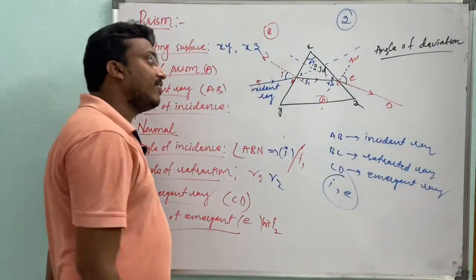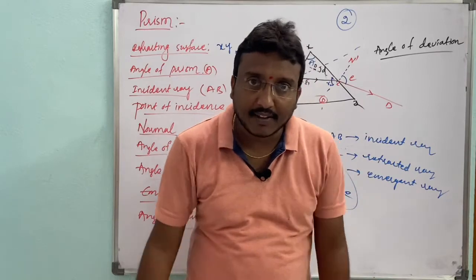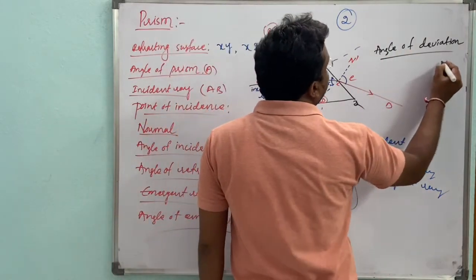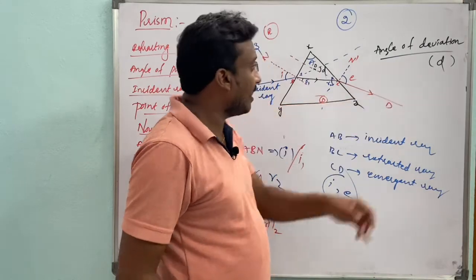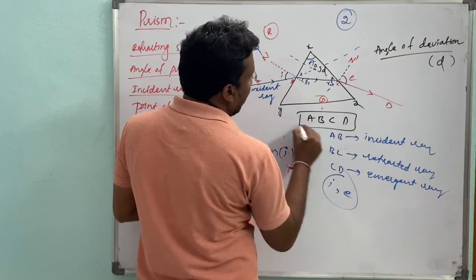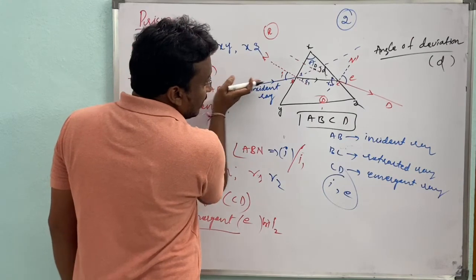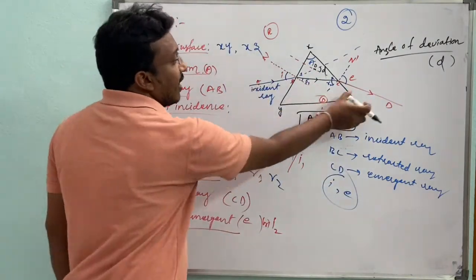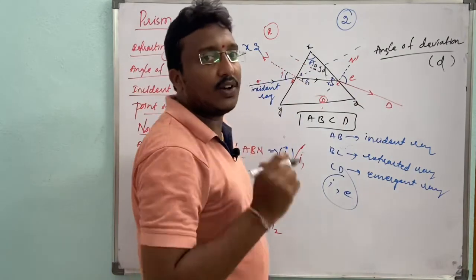Angle of deviation. Angle of deviation means what? The angle made between the incident ray and the emergent ray is called the angle of deviation. It is designated with a small d. Got it? Right? Then here you have to notice, A, B, C, D shows the path of a ray. The light ray travels in the path shown by A, B, C, D. This is the path followed by the light. Got it? Incident, refracted and emergent. The angle of deviation is the angle between the incident ray and the emergent ray.